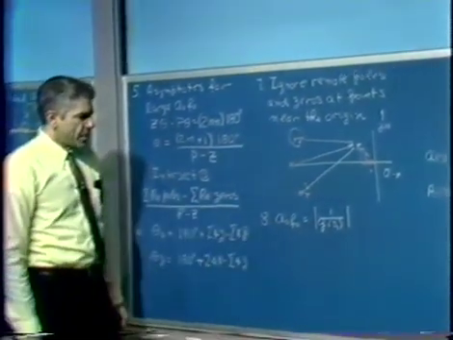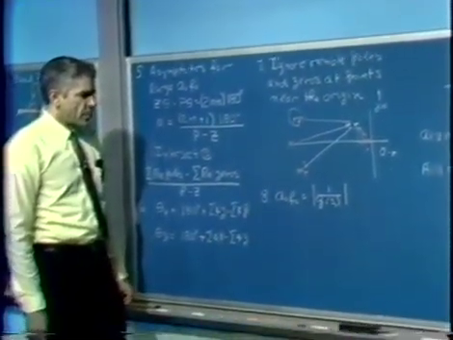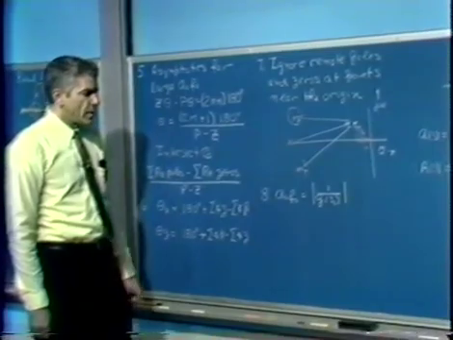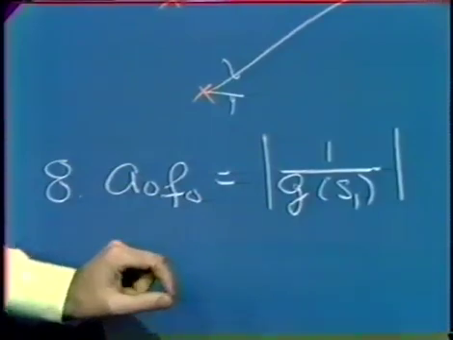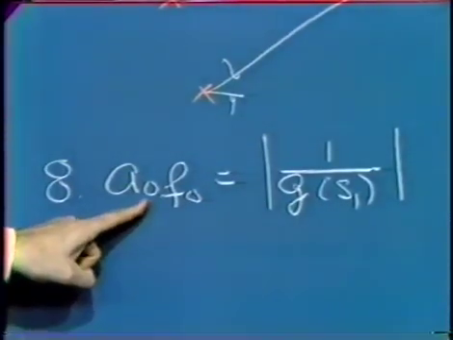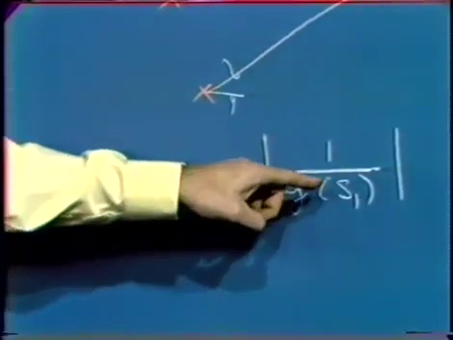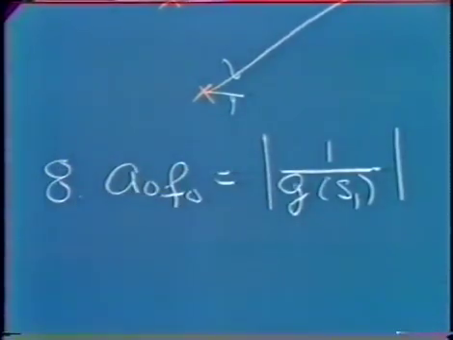Rule 8 is simply a restatement of the magnitude condition. In other words, once we've found a point S1 in the S-plane where the angle condition is satisfied, the value of A0 F0 necessary to get us to that point on the root locus branch is simply equal to 1 over the magnitude of G evaluated at that point.